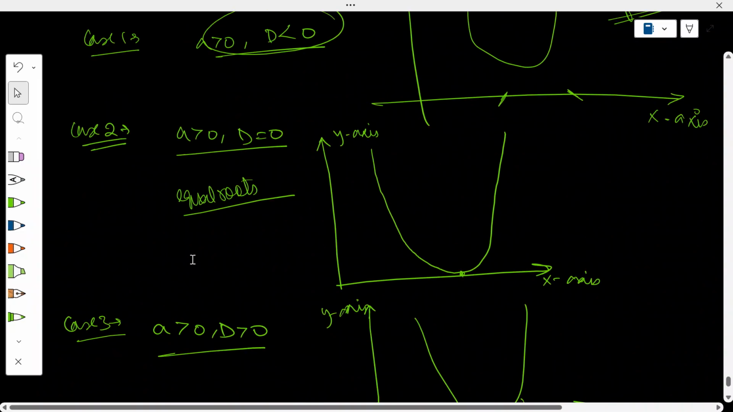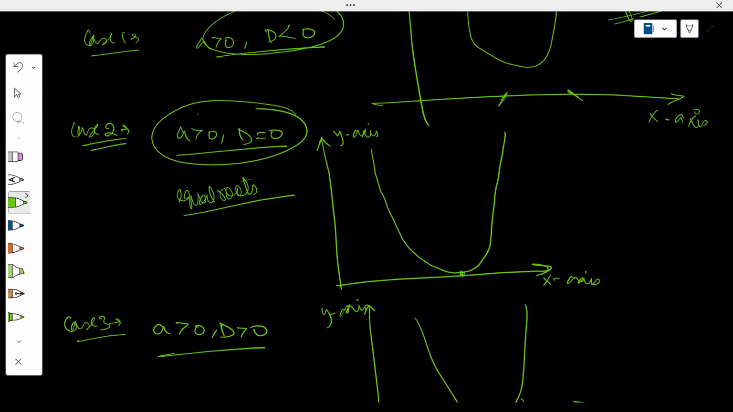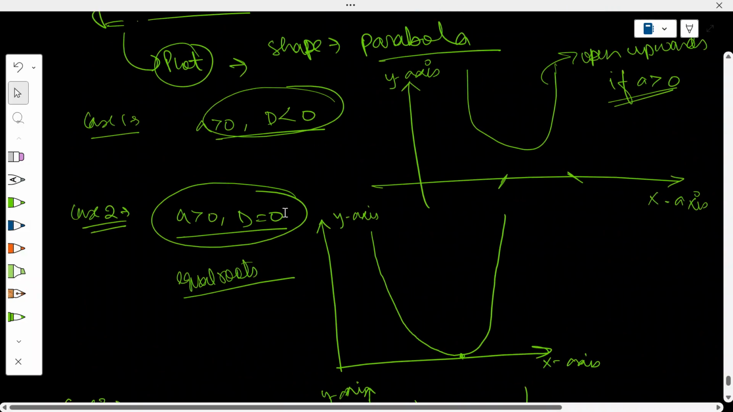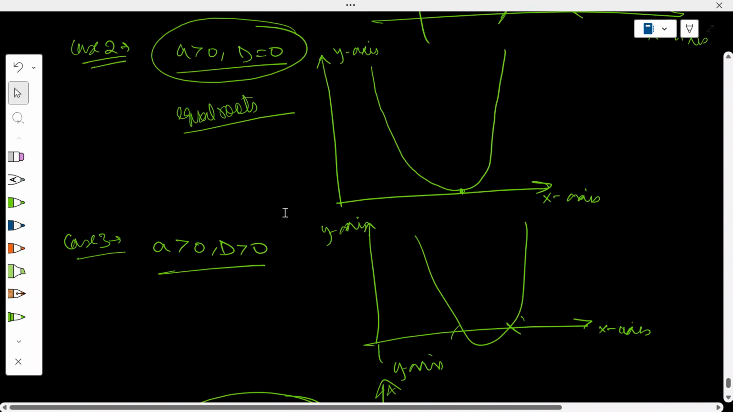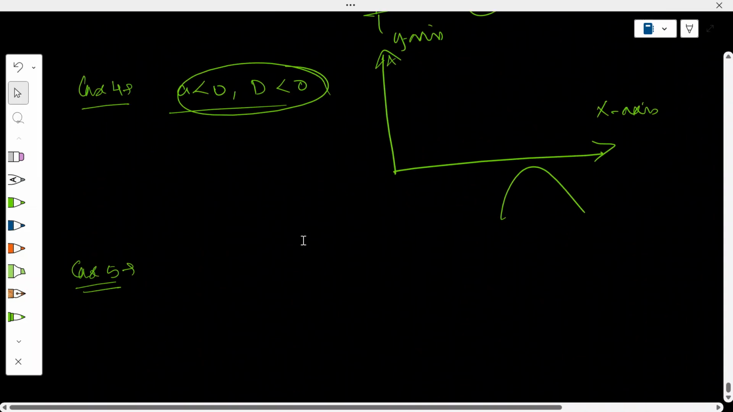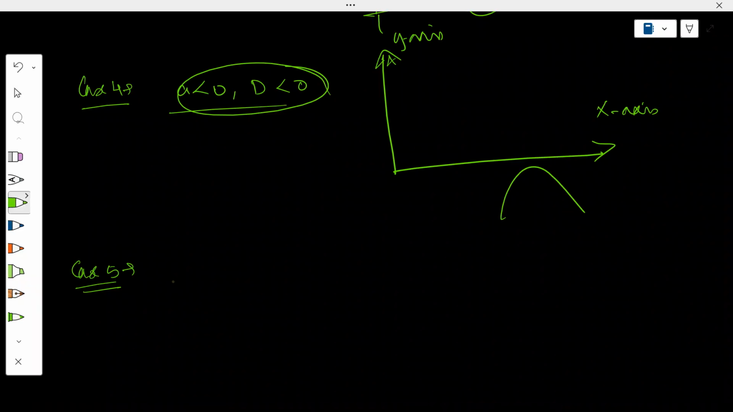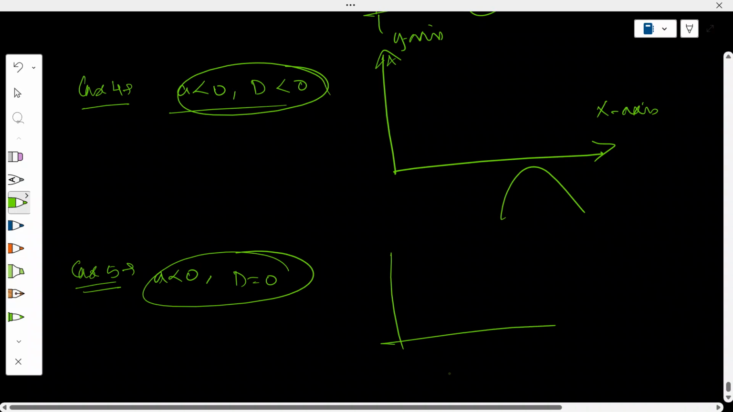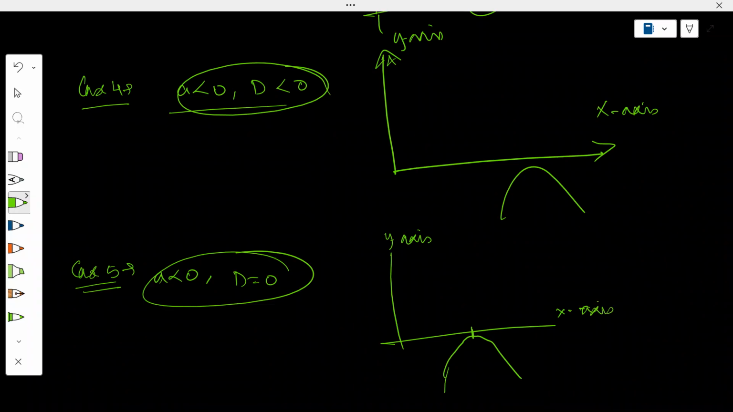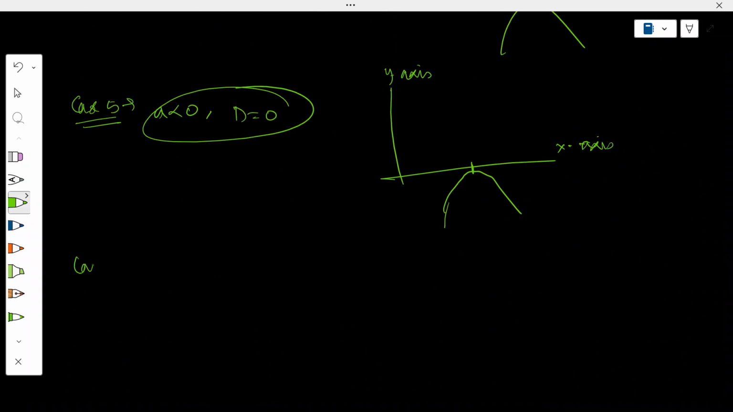We are getting two more cases because we have an additional case in which d is equal to 0. Otherwise, we would have four cases: a positive, d positive; a positive, d negative; a negative, d positive; a negative, d negative. But there are two additional cases because d is equal to 0. So a is positive, d is equal to 0; a is negative, d is equal to 0. So the fifth case is a negative and d equal to 0. Here we have this type of single point of contact, and since the roots are repeated or equal roots, the graph is like this.